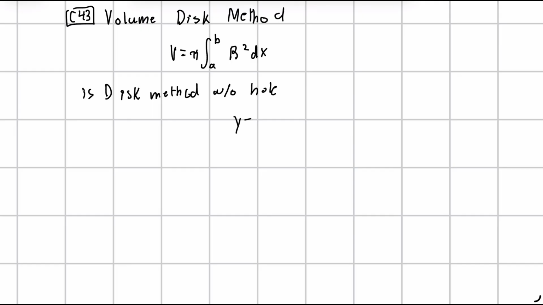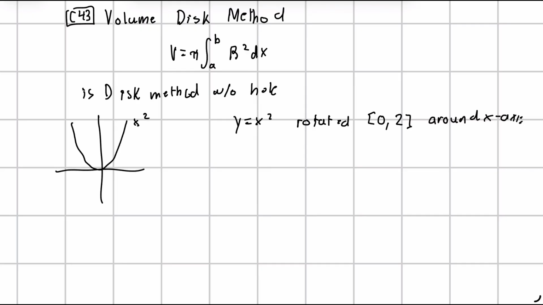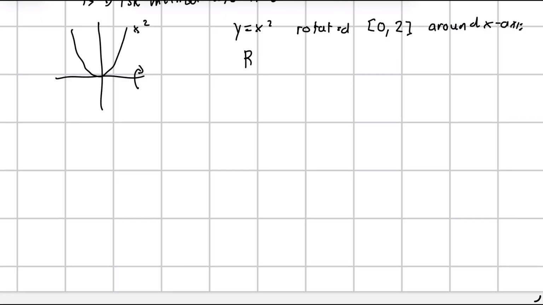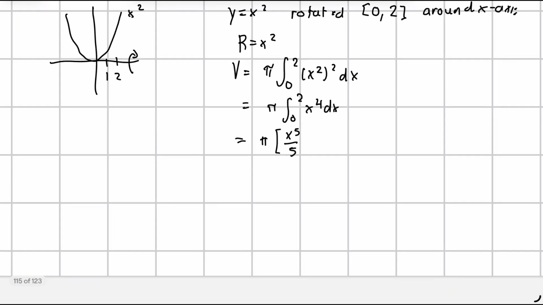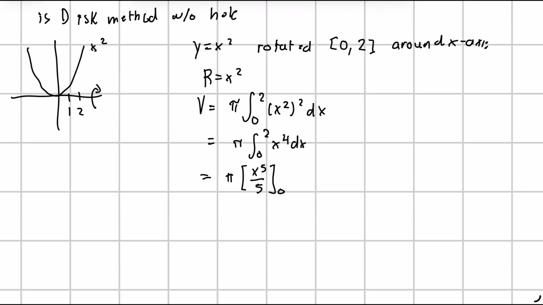So let's say we want to rotate y is equal to x squared on the interval of 0 to 2, around the x-axis. So again, we have x squared, and we're rotating around here. Basically, r is going to be equal to x squared, because that's just our radius here. We have 1 and 2, and we can set this up. We have pi times lower limit 0, upper 2, x squared squared dx, and this is going to be pi, 0 to 2, x to the power of 4 dx. This is pi, and we have x to the power of 5 divided by 5, because we just add 1 to 4, and then we divide it by 4 plus 1. And then we have lower being 0, upper 2.